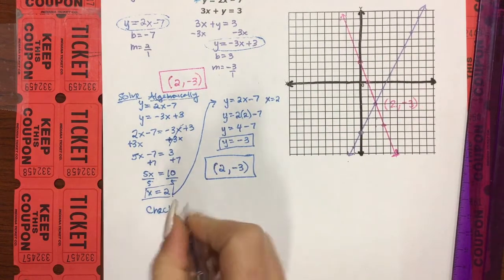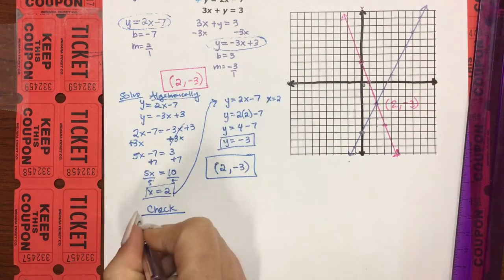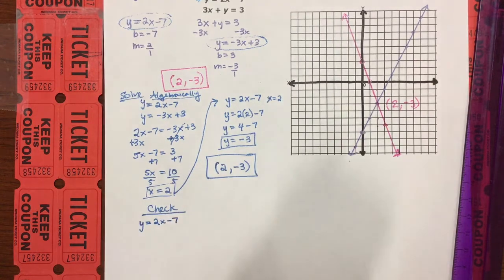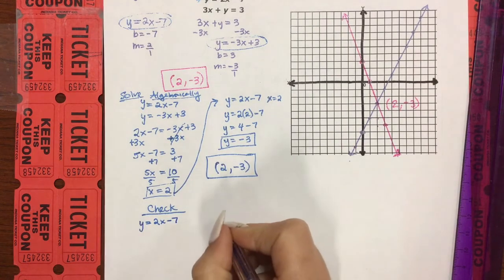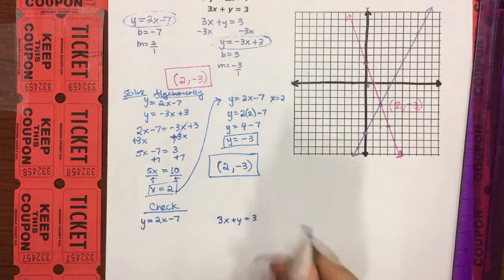Okay, so we're going to check our answers by hand. To do this, I'm going to write the first equation, y equals 2x minus 7. And then I'm going to write the second equation, 3x plus y equals 3.